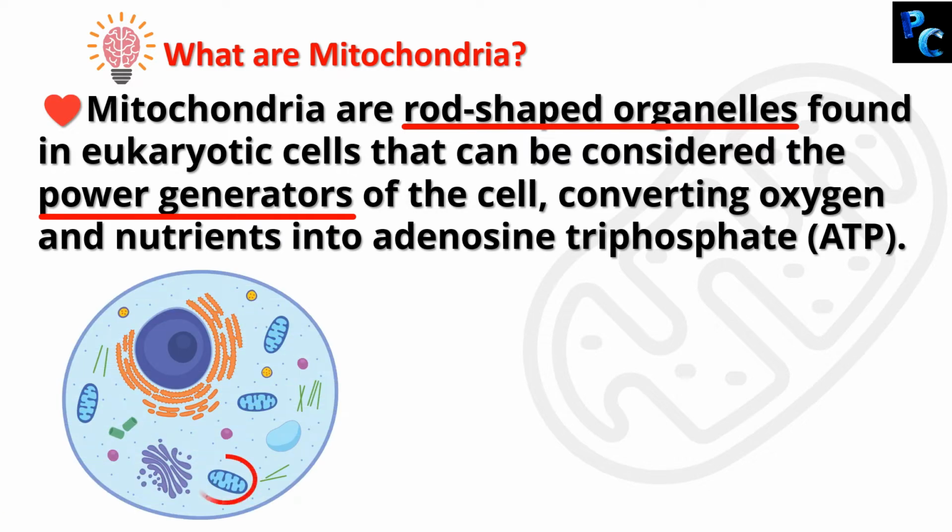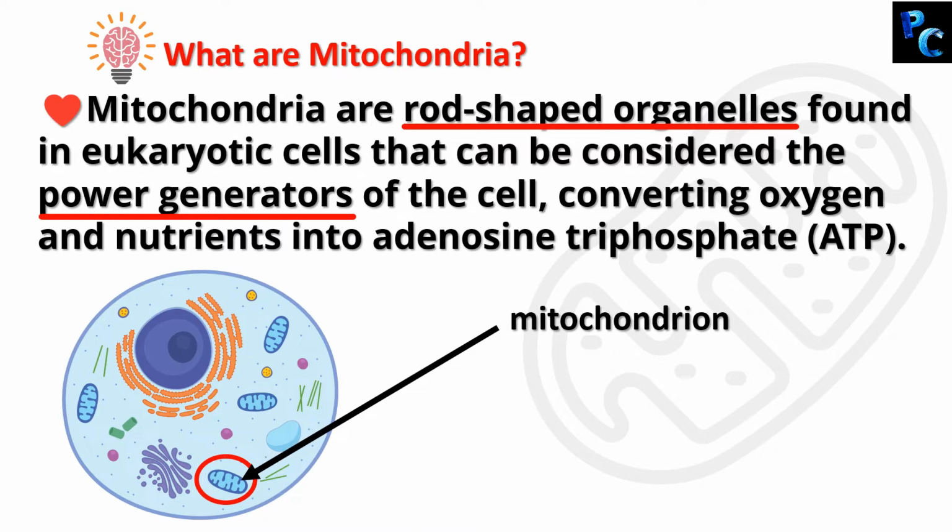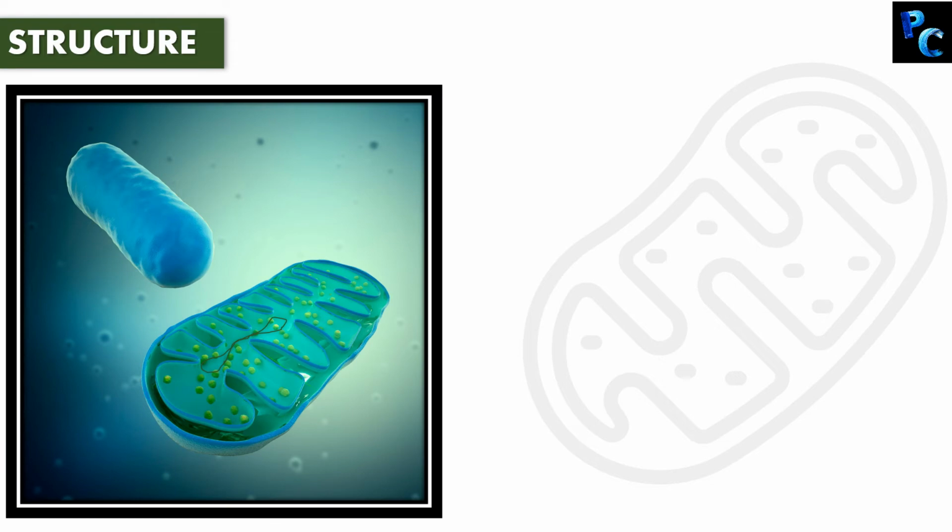This is an animal cell and this rod-shaped structure is the mitochondrion. A cell might have a lot of mitochondria as you can see in this animal cell. Let's first see the structure of mitochondria and then we will understand why it is called the power generator of the cell. This is the structure of mitochondria. Can you see the rod-shaped structure? And when we open it, it will look like this. Quite different from other organelles we have studied till now, isn't it?